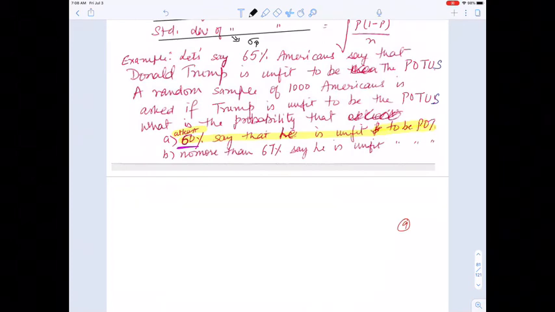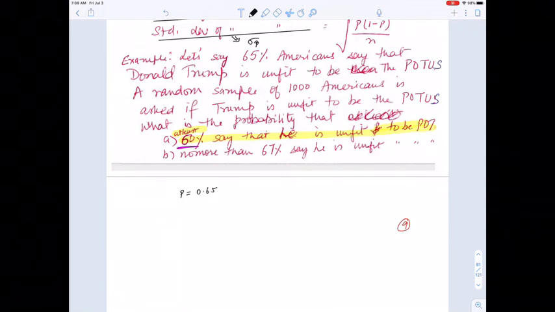So let's say I hit this question now. Let's say 65% of Americans say that Donald Trump is unfit to be the President of the United States, POTUS. So we are saying 65% of Americans say that he is unfit. That is the population of America saying. That means the population proportion is 0.65.